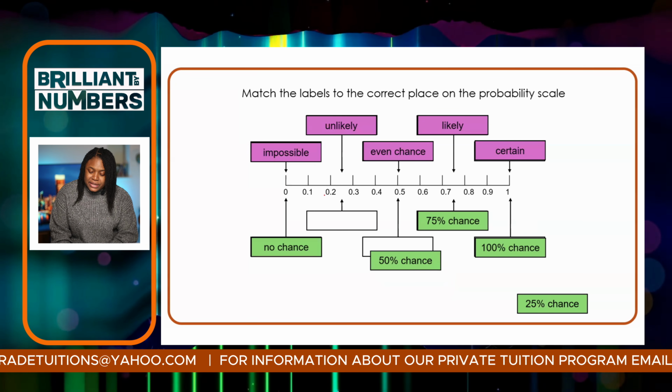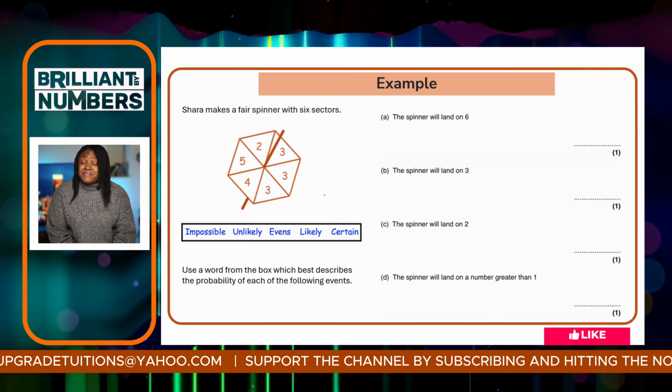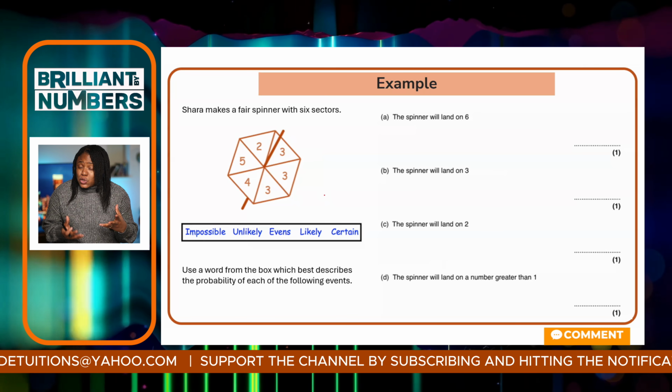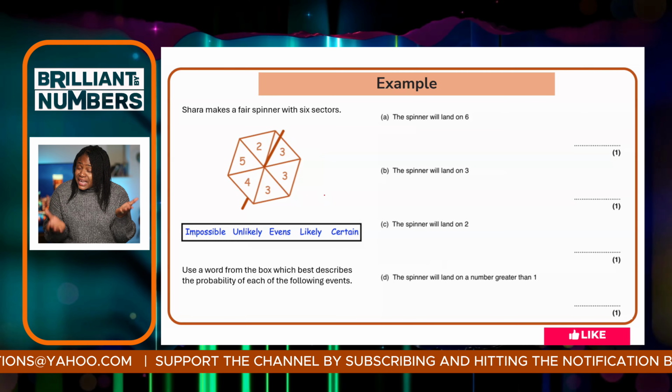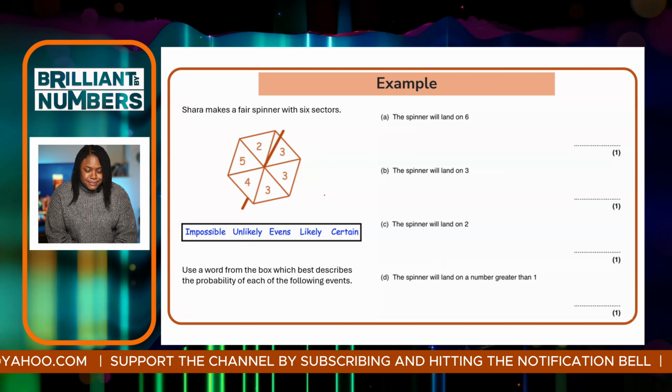Importantly, when we are placing events on the scale, we need to pay attention to the units on the scale, and that will help us find out exactly where to place these events. Fantastic. Now we're going to look at some examples of using these words as well. We're told here that Shara makes a fair spinner with 6 sectors. The word fair means that each outcome has the same likelihood of happening.